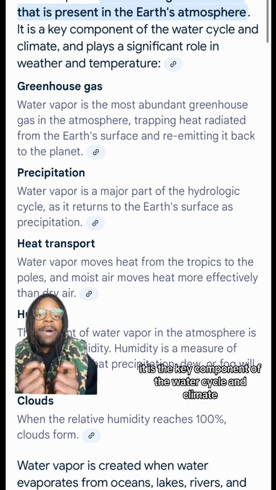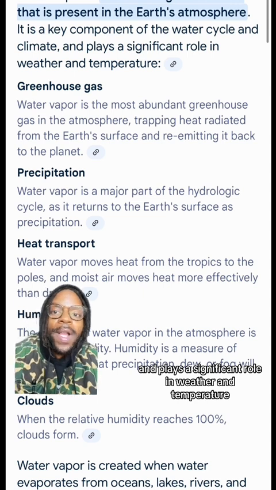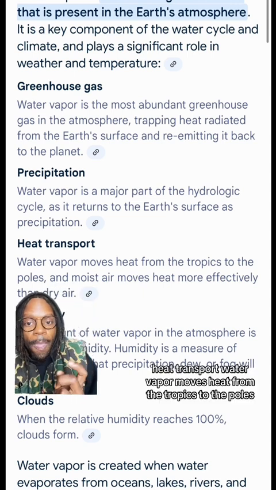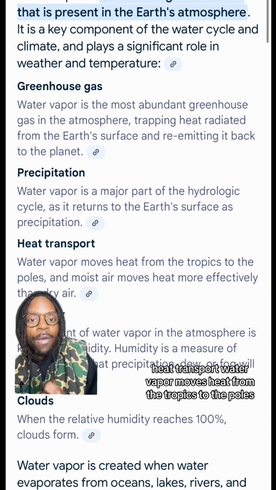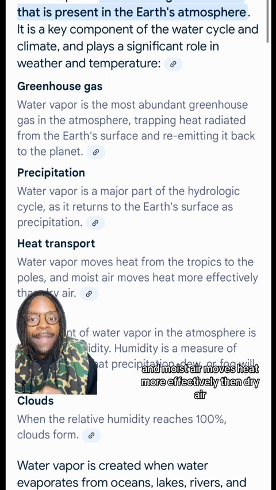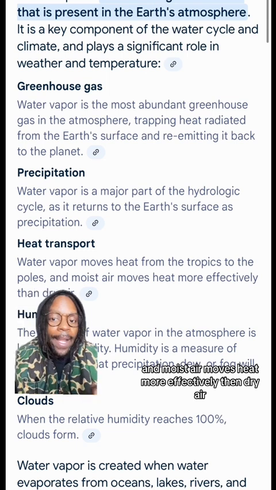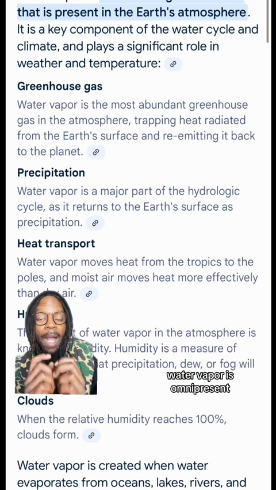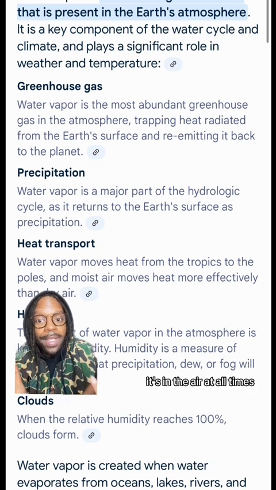Okay, water vapor. It is the key component of the water cycle in climate and plays a significant role in weather and temperature. Heat transport. Water vapor moves heat from the tropics to the poles, and moist air moves heat more effectively than dry air. Now think about this. Water vapor is omnipresent, is in the air at all times, is in the ether, okay?